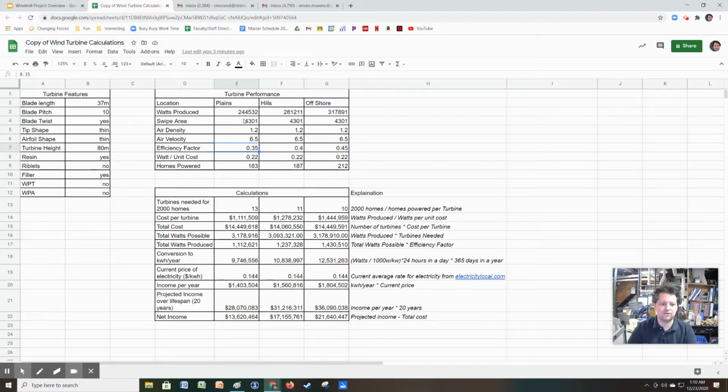And so not only are these increasing in the watts generated from plains to hills to offshore, but I'm also increasing my efficiency along the way, meaning that it's going to produce more power out of the most possible power. The watts per unit cost is a number I'm going to multiply by later on down here to figure out how much money it's going to cost for me to build a windmill. And then the homes powered is just how many homes on average this can power.